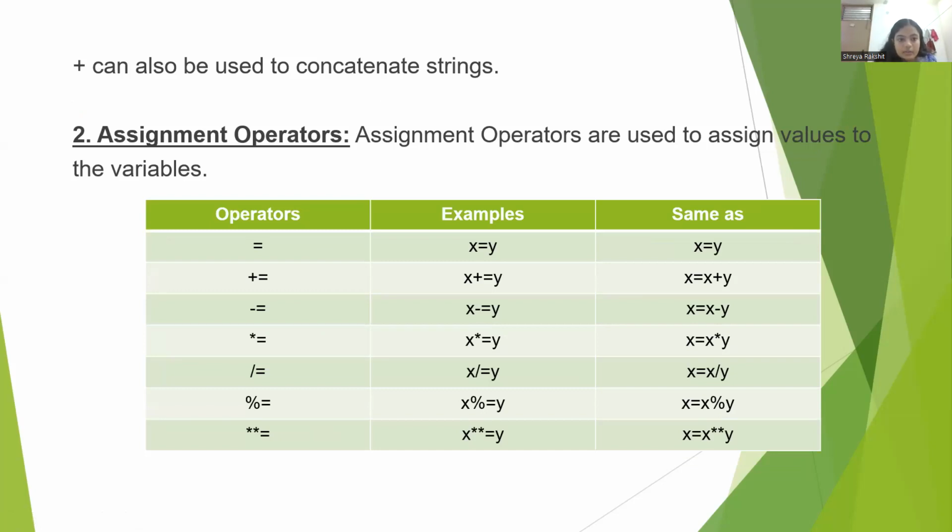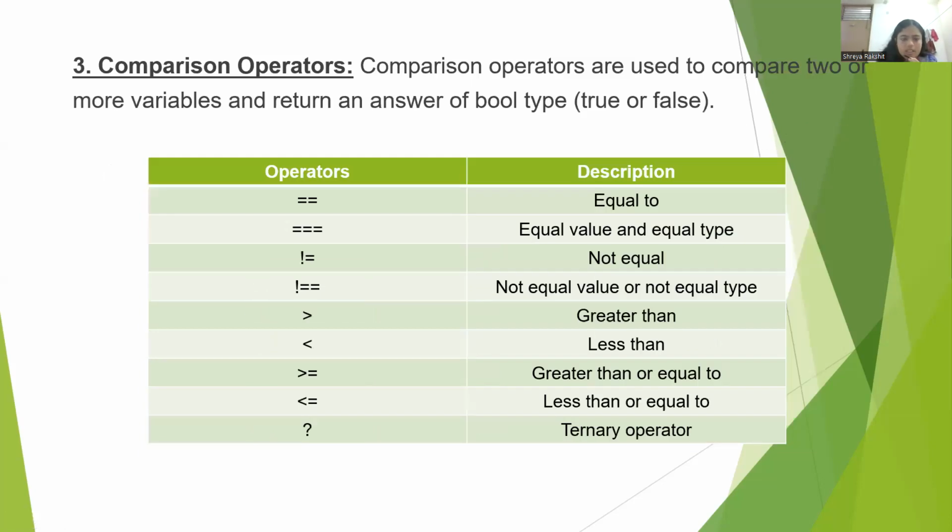The second operator is assignment operators. Assignment operators are used to assign values. Equal to, that means x is assigned the same value as y. Addition equal to, that means the value of y is added to x. In the same way, minus equal to, multiplication equal to, division equal to, modulus equal to, and exponential equal to work. The third one, comparison operators.